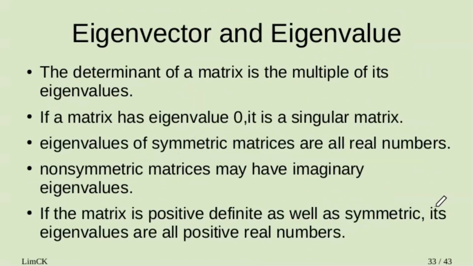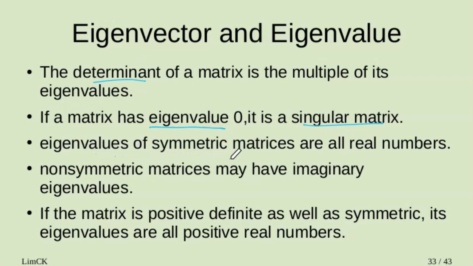If a matrix has eigenvalue 0, it is a singular matrix. This is very easy to understand. If there is an eigenvalue 0, that means the determinant is 0 as well, because the determinant is the product of the eigenvalues, right? And a determinant of 0 means that this is a singular matrix.